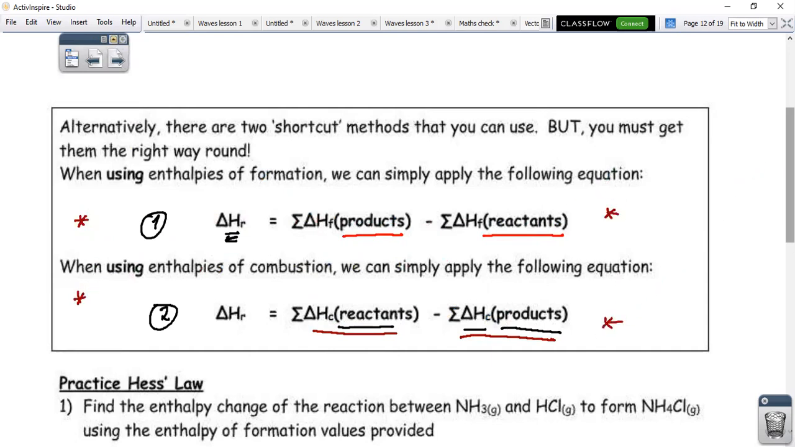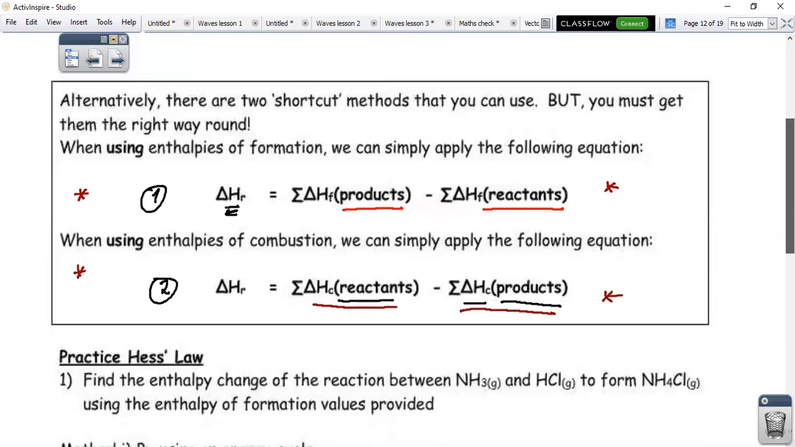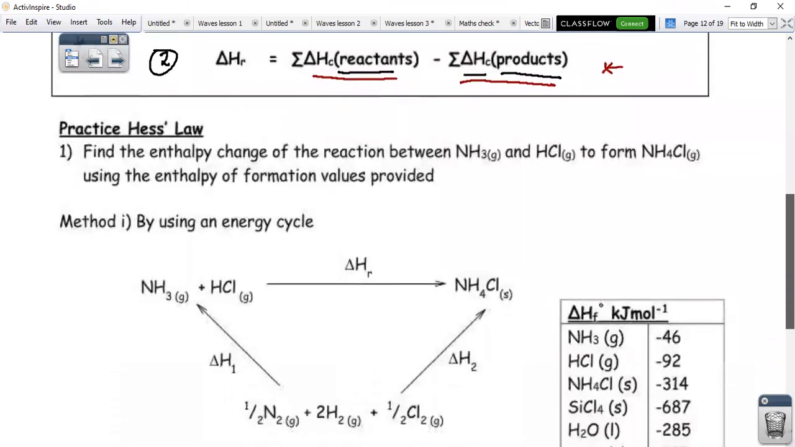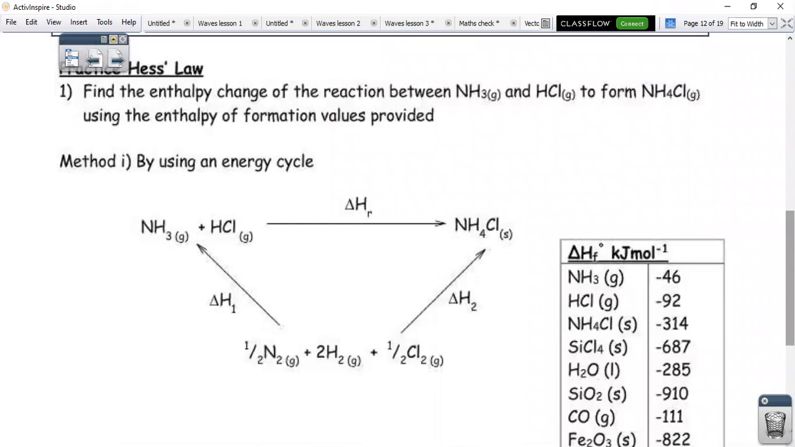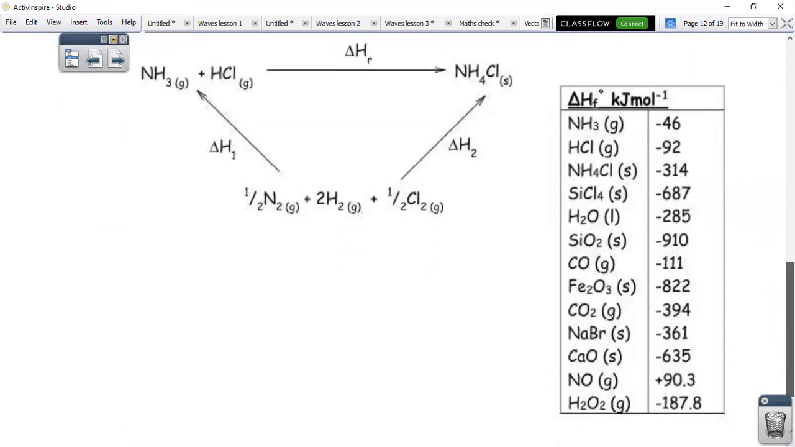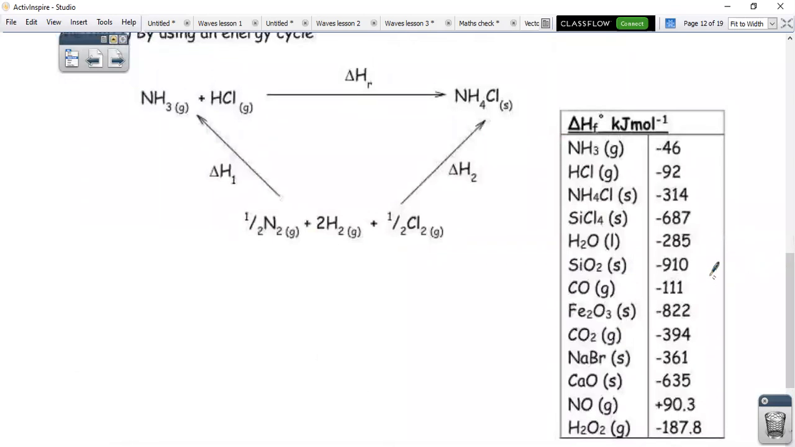Good. So we're going to have a go at attempting to use both methods so that we are familiar with what to do if we had to apply either of them to a scenario. So here you go, it says find the enthalpy change of reaction between ammonia and hydrogen chloride gas forming ammonium chloride using the enthalpy of formation values provided. So we've been given a table here with some values. So we are going from, of course, there to there.